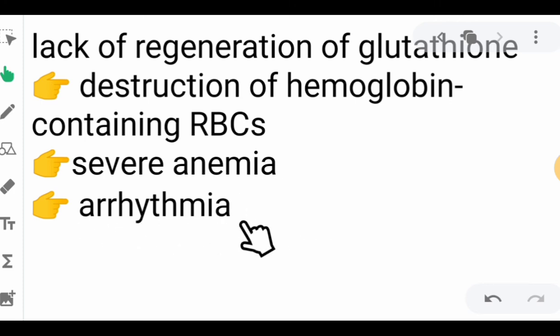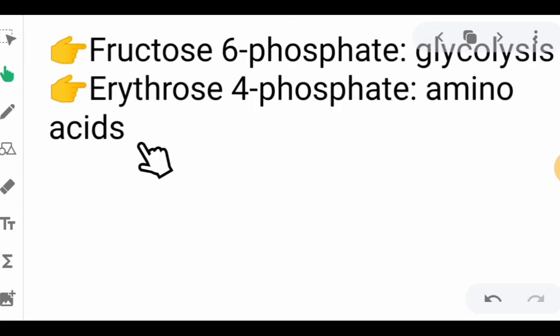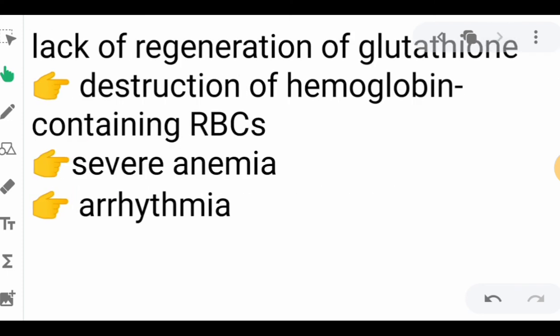So that is why the production of the reduced form of nicotinamide adenine dinucleotide phosphate is essential in our body, along with the production of ribose 5-phosphate, erythrose 4-phosphate for amino acids, and fructose 6-phosphate, which is an alternative pathway for the regeneration of glycolytic intermediates. And that is all for the pentose phosphate pathway.